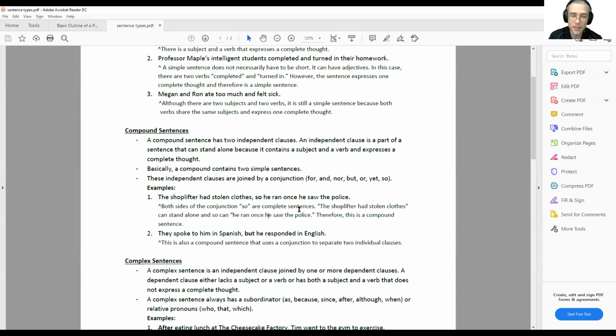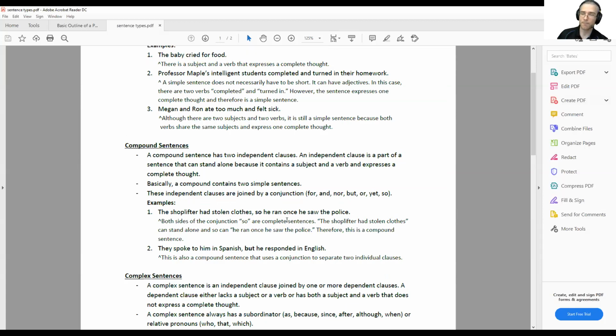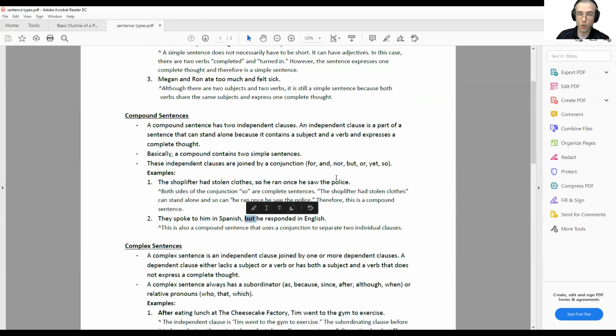Therefore, this is a compound sentence. They spoke to him in Spanish, but he responded in English. This is also a compound sentence. And again, the specific choice of coordinating conjunction reveals the relationship between the ideas expressed in the first independent clause and the second independent clause.